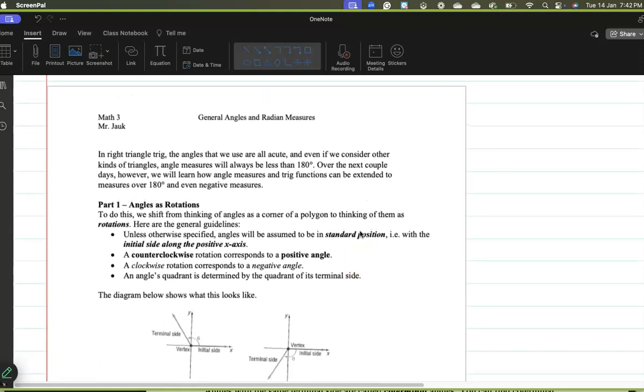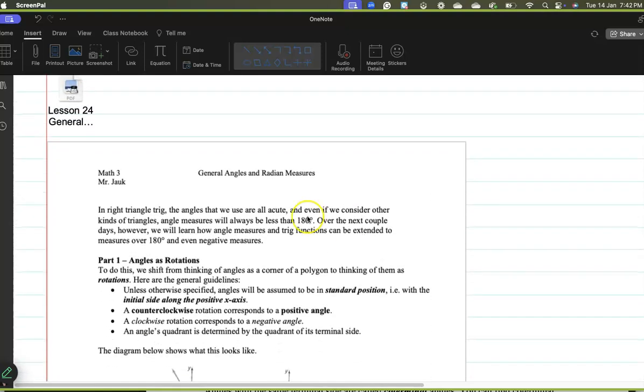Fine. Now, general angles and radian measure.